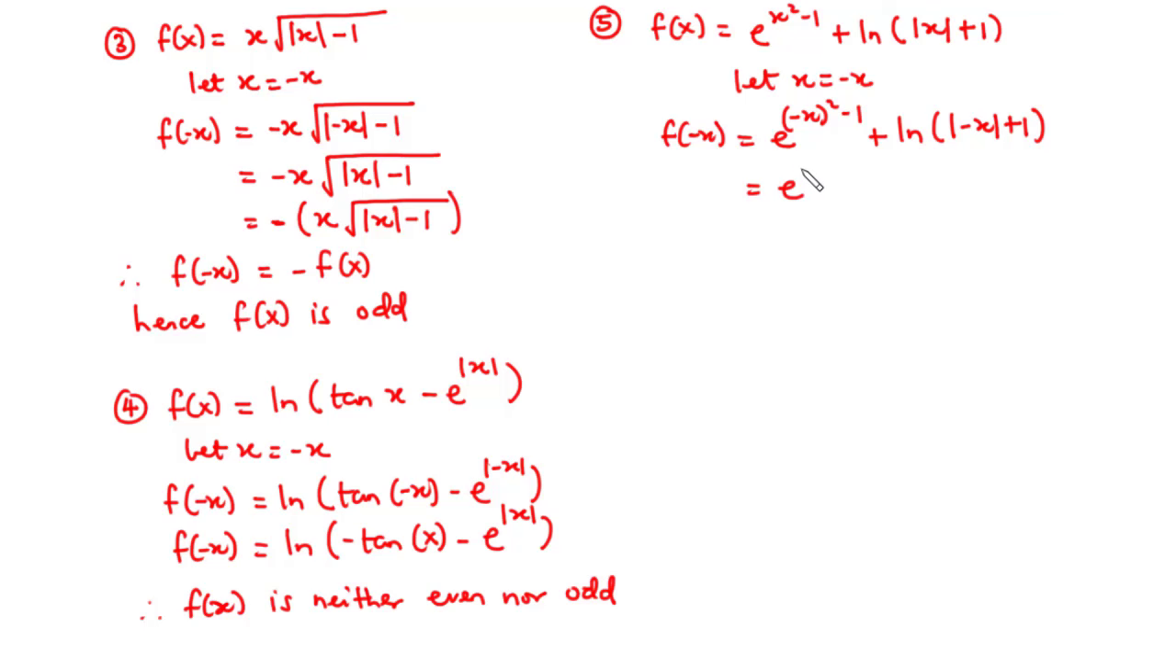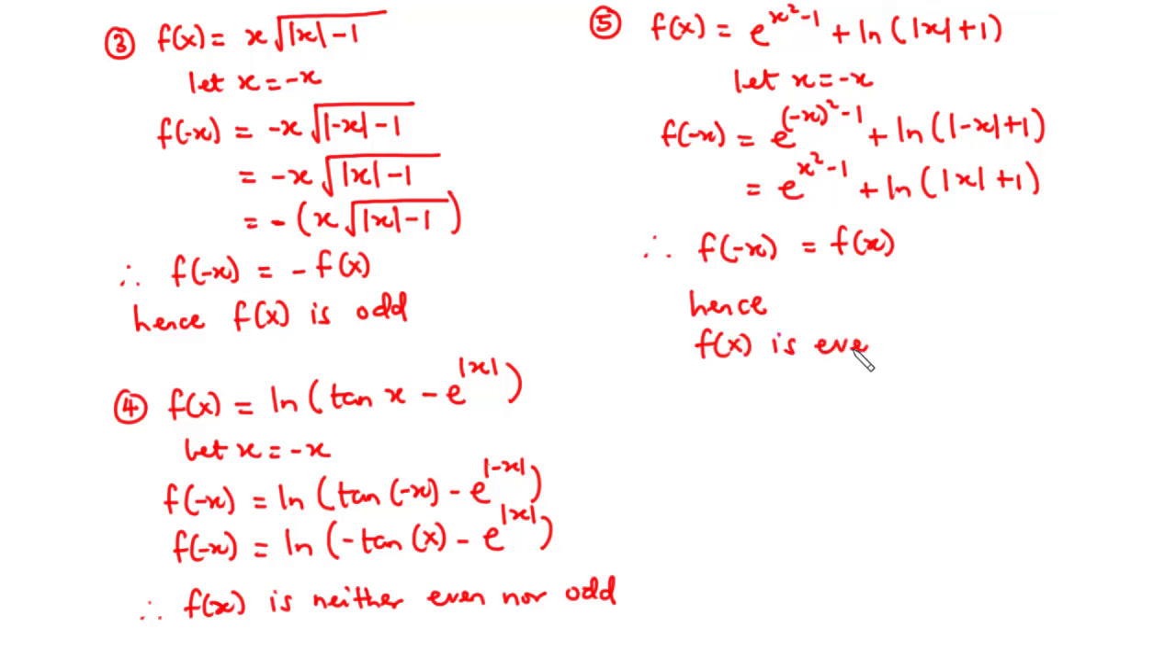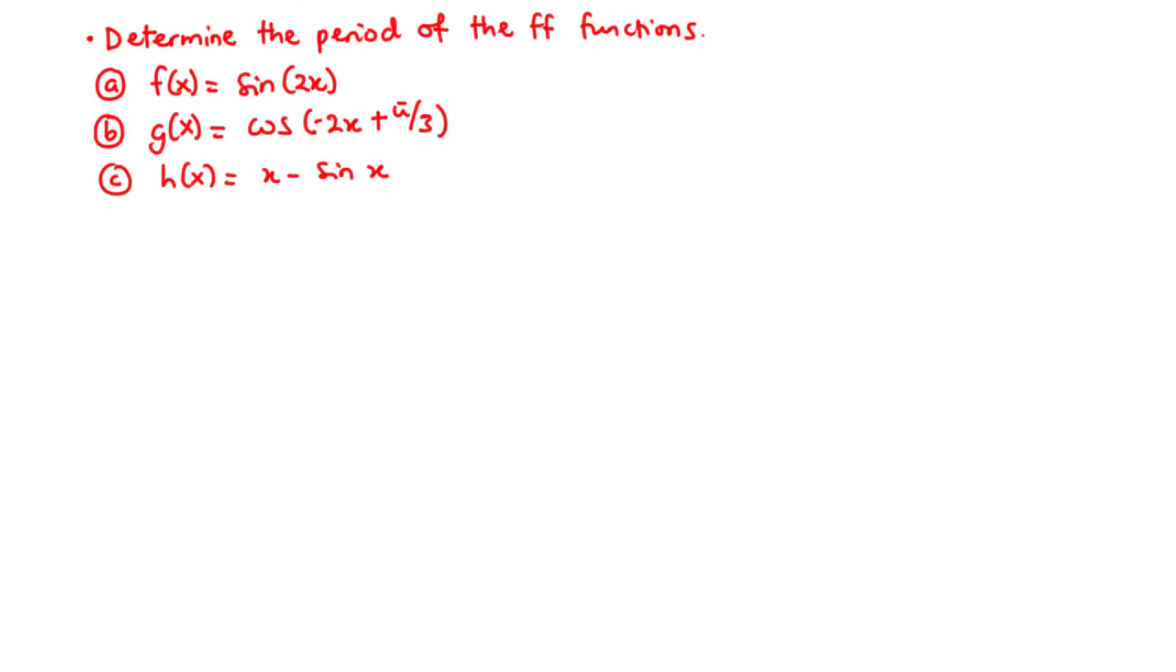Now negative x squared is x squared and then minus 1 plus ln absolute value of negative x is equal to absolute value of x and then plus 1. Now this expression on the right hand side is exactly what we have as f of x. Therefore f of negative x is equal to f of x. Hence f of x is an even function. So let's move on to periodic functions.